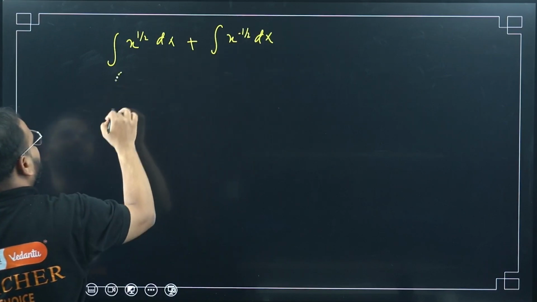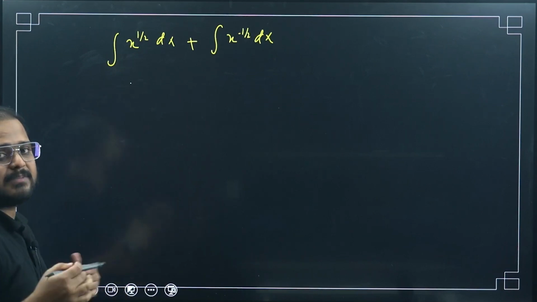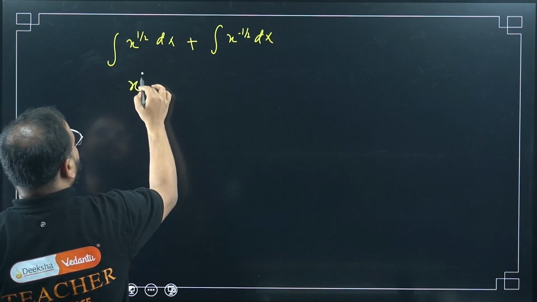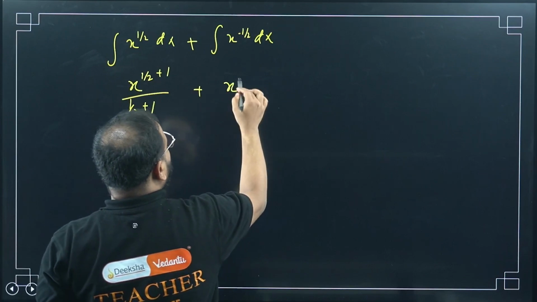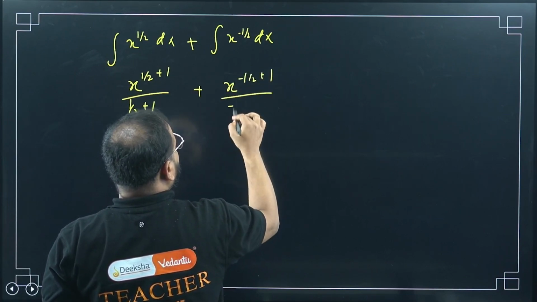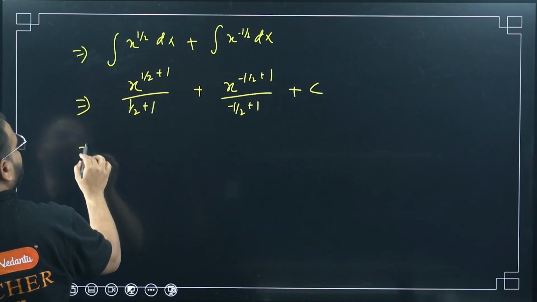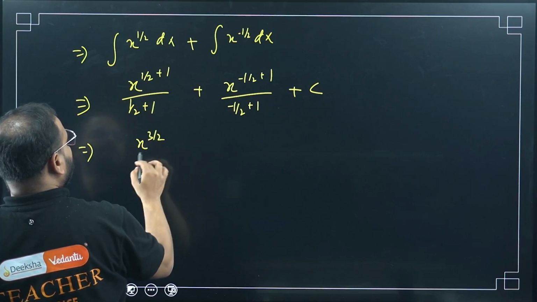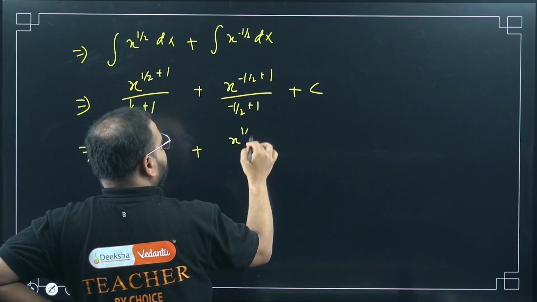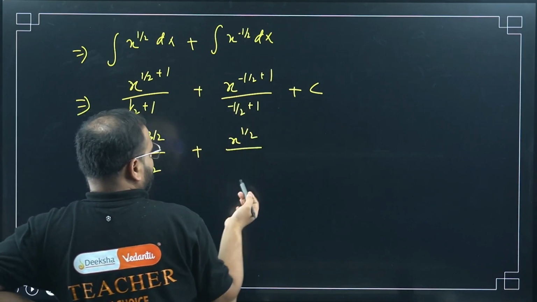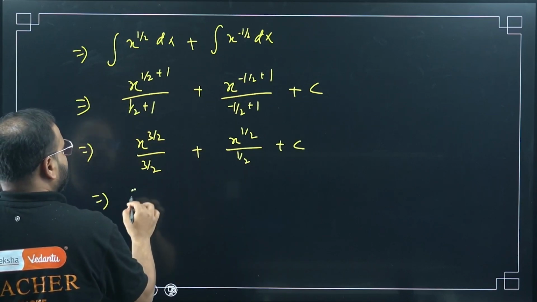Please integrate both of them. What are we going to do? Same thing, the formula of the polynomial, x power n plus 1. So x to the power 1 by 2 plus 1, divided by 1 by 2 plus 1. Same thing we'll do over here: x power minus 1 by 2 plus 1 upon minus 1 by 2 plus 1, plus c. These are my steps. What will I get? x power 3 by 2 upon 3 by 2. Over here, x power 1 by 2, positive, and upon 1 by 2 again, plus c. So what is my final answer? 2 by 3.